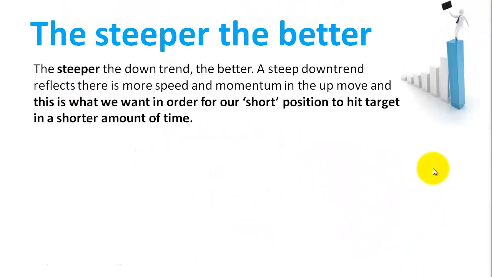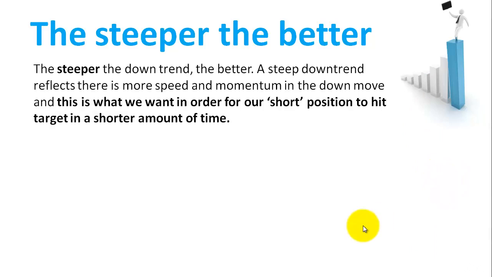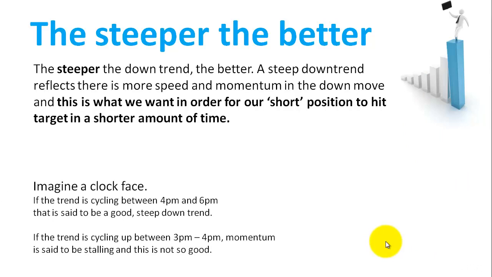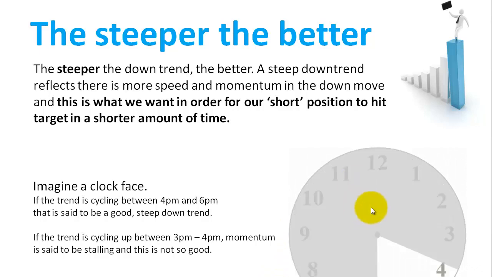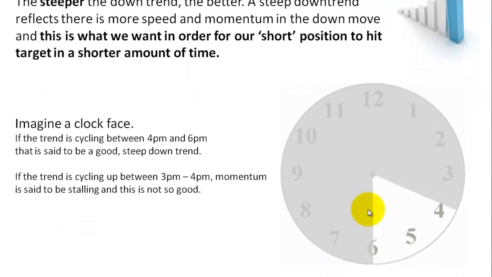So just like as we were talking about the upward trend, in a downward trend where we've got lower highs and lower lows, the steeper the trend, the better. And of course, the steeper it is, the more reflective it is of having more speed and momentum, which will of course be in our favor. And just like with the upward trend again, we can imagine a clock face, except instead of between 12 and 2 p.m., we want our trend, our cyclicity, to be facing between 4 and 6 p.m. here. The steeper the better.